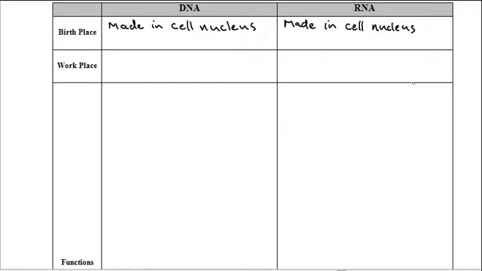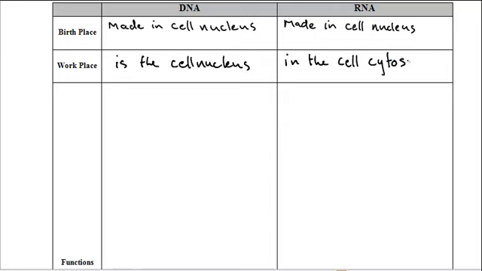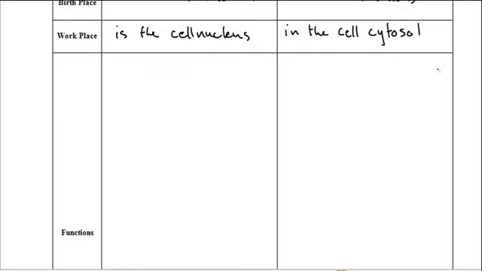The workplace of DNA is the cell nucleus. In contrast, while RNA is still made in the nucleus, it works in the cell cytosol. That is the jelly stuff between the membrane and the nucleus, where a lot of the cell functions occur.